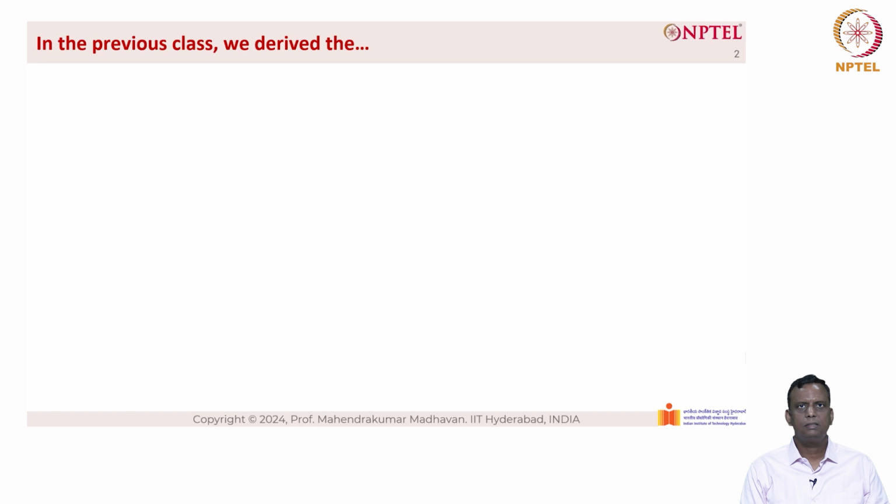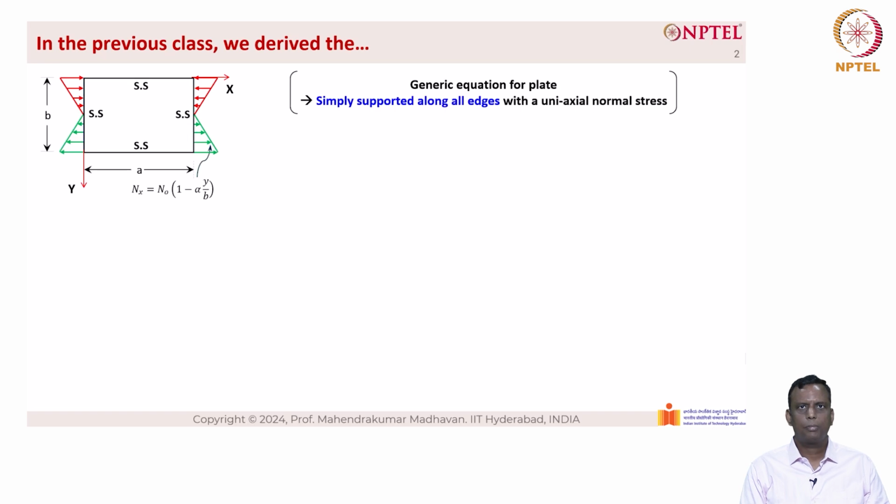In the previous class, we derived the generic equation for a plate which is simply supported on all four edges with a uniaxial normal stress, as described on the left hand side. Here the variation of load is given as Nx equal to N naught into 1 minus alpha into y by b, where alpha is the measure of stress gradient that acts across the width of the plate. So the critical load is given as N naught critical equal to K into pi square D by b square, where the elastic plate buckling coefficient K is defined as (A by B plus B by A) the whole square divided by 1 minus alpha by 2, which we derived in the last class.